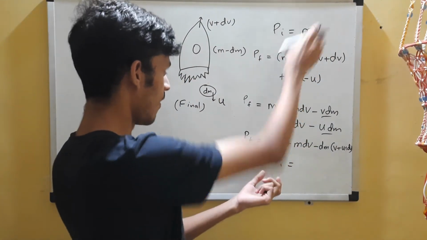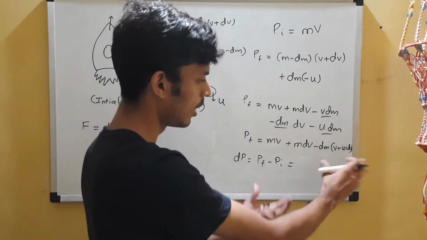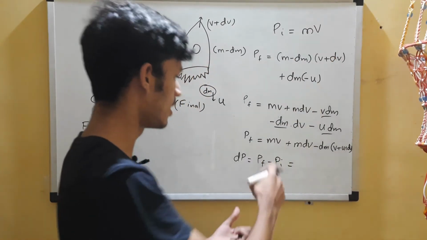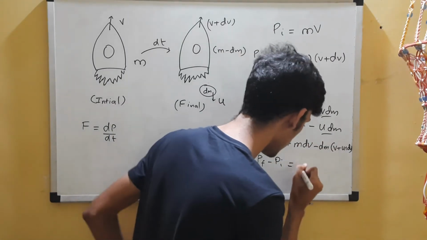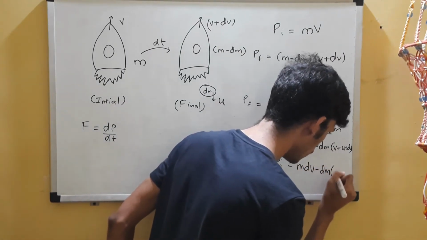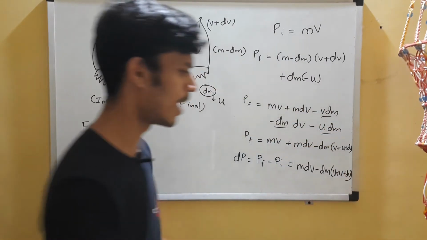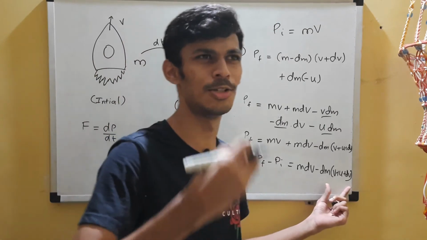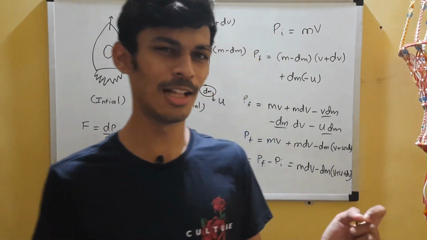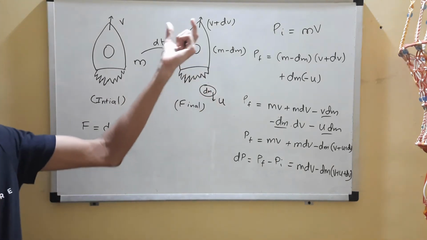You can see that mv is common over here, so mv and this whole thing minus mv, so this and this will get cancelled, and you will be left with m dv minus dm into (v plus u plus dv). Now this thing might seem complex, v plus u plus dv, but let me tell you that it is just the relative velocity between this fuel and the rocket.